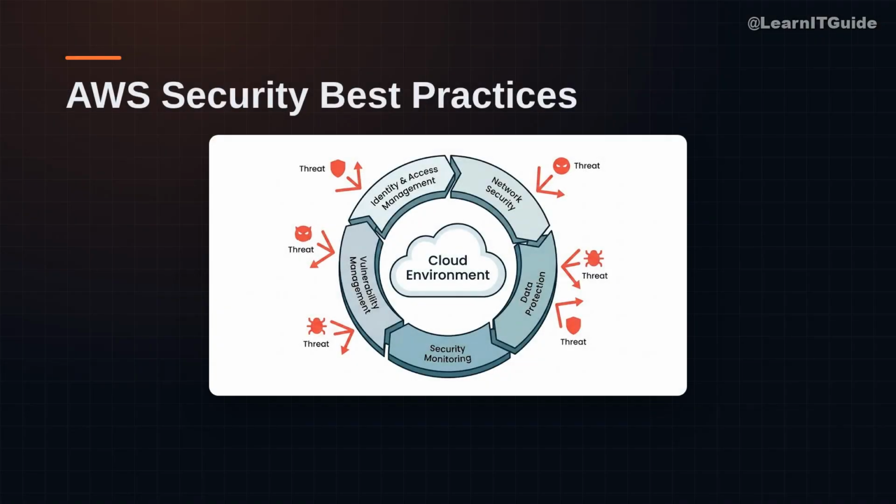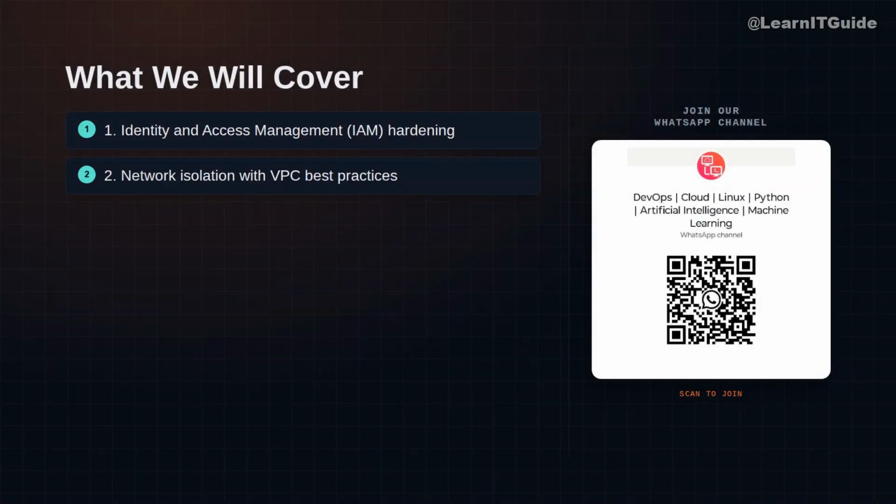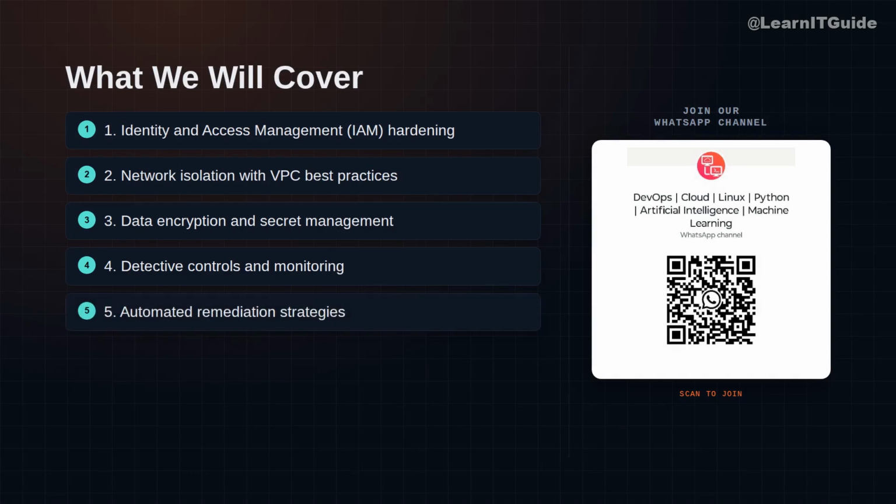This is the definitive guide to hardening your cloud environment. We are not just talking about theory. We are talking about production-ready configurations that stop threats before they happen. Specifically, we will cover these 5 critical areas: IAM hardening, VPC network isolation, secret management, detective monitoring, and automated remediation. Watch the full video without skipping any content to understand it better.